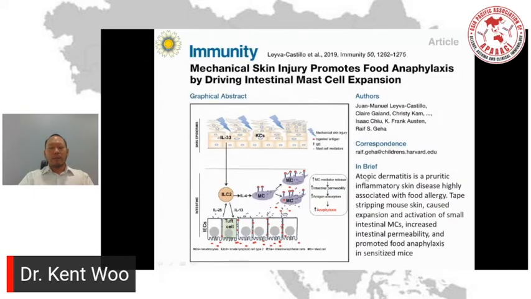I want to share with you a more recent study that was published in 2019 in the journal Immunity, where they looked at a mouse model and did mechanical skin injury onto the skin in mice that had sensitization and food allergy. They found that tape stripping caused increased expansion of the intestinal mast cells, increased intestinal permeability, and promoted food anaphylaxis in these sensitized mice. So this further lends to the information that we had earlier that the skin and the gut and the immune system all communicate as a whole.